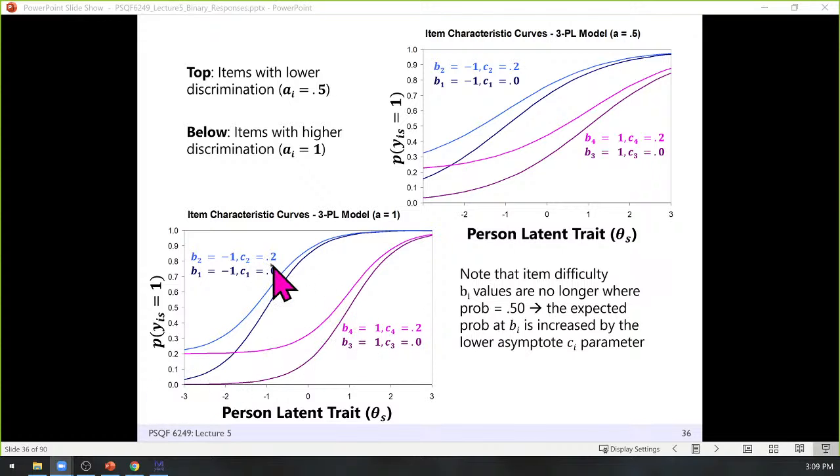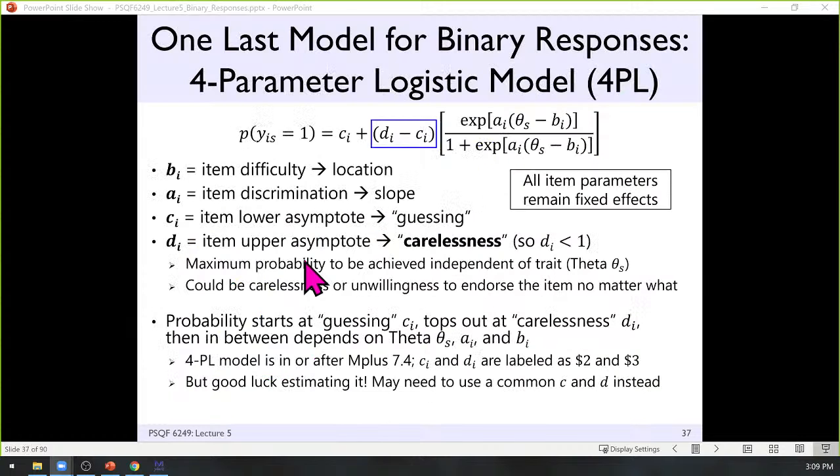And as a consequence of that shift in the y-axis, the difficulty values don't have the same interpretation. They're not exactly where the 50-50 mark is, but you can still think of them as locations because they control sort of where the curve is on the x-axis. All right, and one more, D.